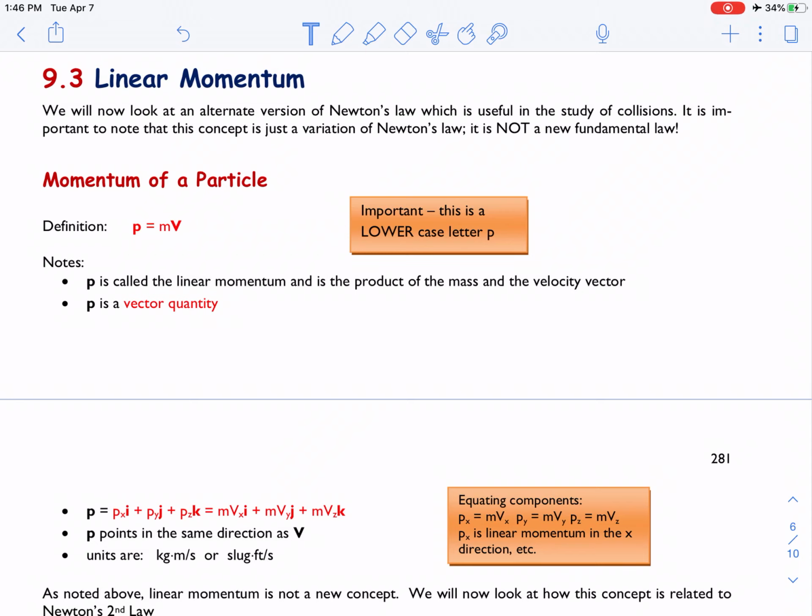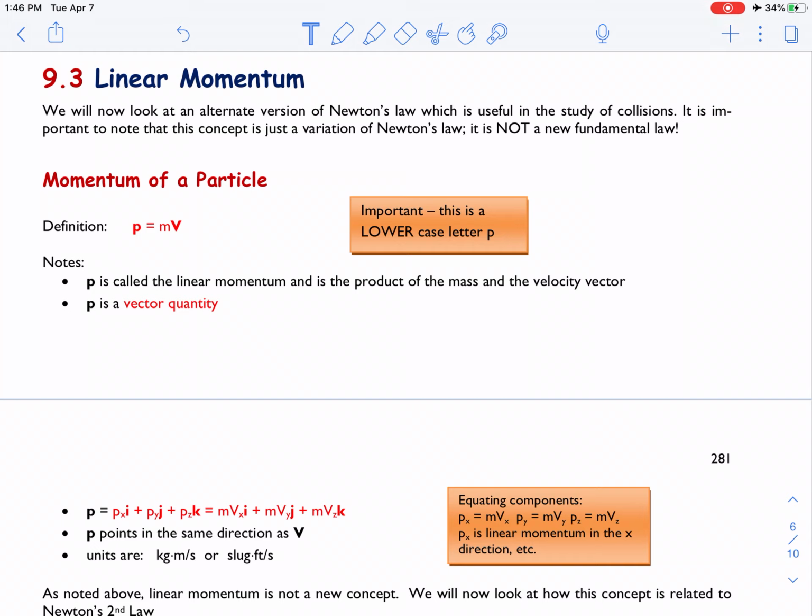Next, we are going to learn about linear momentum. We are going to represent momentum using lowercase p, and if it's for the center of mass of the object, we're going to use capital P. So it's important how you use the letters, okay?